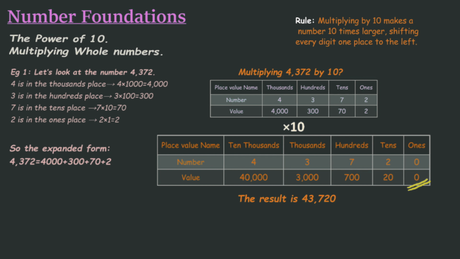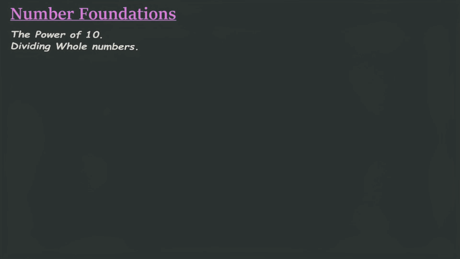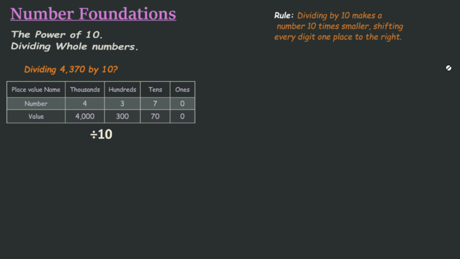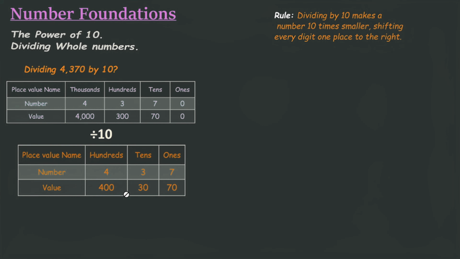Now let's look at the reverse, dividing whole numbers by 10. This is where we see the true symmetry of our number system. Take the number 4,370. It's made of 4 thousands, 3 hundreds, 7 tens, and 0 ones. But what happens when we divide this entire value by 10? Here is the golden rule to remember. Dividing by 10 makes a number 10 times smaller, shifting every single digit one place to the right. Now watch the shift. The number 4 moves from thousands to hundreds, the 3 to the tens, and the 7 to the ones. Our result is 437.